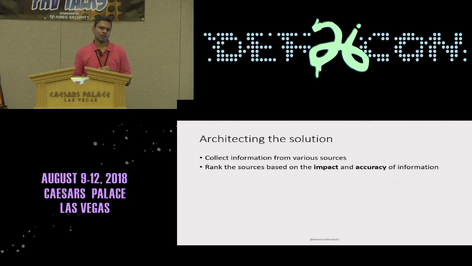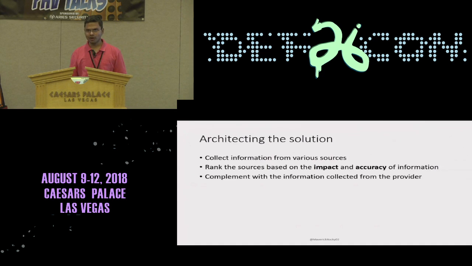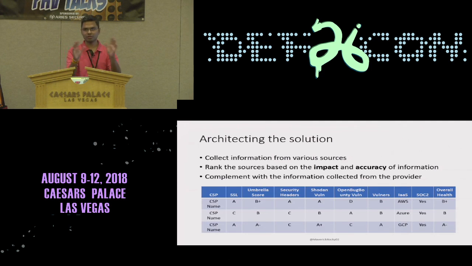Some resources are very accurate, like if you do an SSL scan on a specific URL, you might get a good level of information in terms of what kind of protocols they support, what kind of cipher suites they support, if they are vulnerable to any known SSL level attack. Whereas if you are looking for information from Vulners or Open Bug Bounty, it might be a chance where the vulnerability was there, but now it is patched. So that's where the impact and accuracy comes. The third criteria is, can we get some information from the provider and then take that information and correlate other things? So that's the third piece that I have used in terms of architecting the solution.